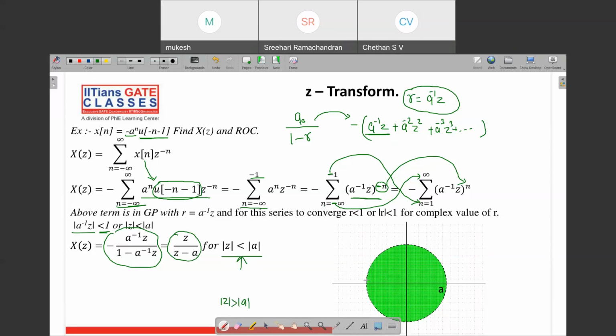So in this case, to find the region of convergence in the coordinate plane, you just plot a circle with radius a, and whatever points are inside this circle, on those points this z transform is going to converge. So the region of convergence is mod of z less than mod of a. Go to the next slide.